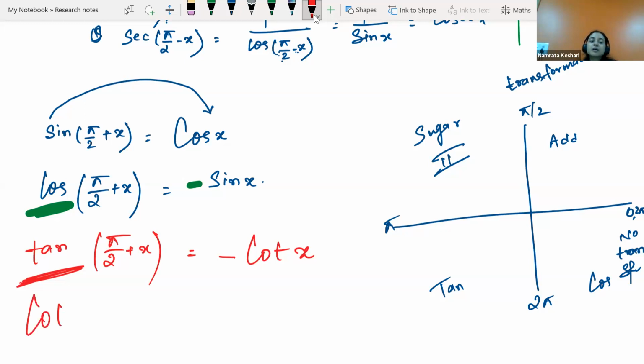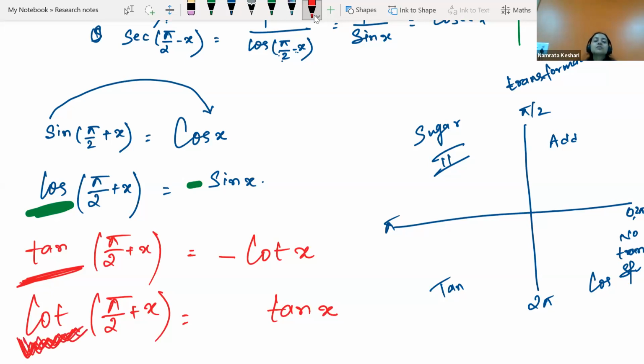Similarly, cot of pi by 2 plus x. With pi by 2, the function will change. Cot will change to tan x. Now plus tan x or minus tan x? This cot function is positive or negative in the second quadrant? Negative. Cot gives the result. Is it crystal clear to both of you? Yes, ma'am.